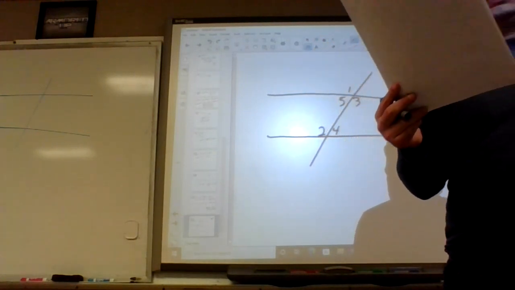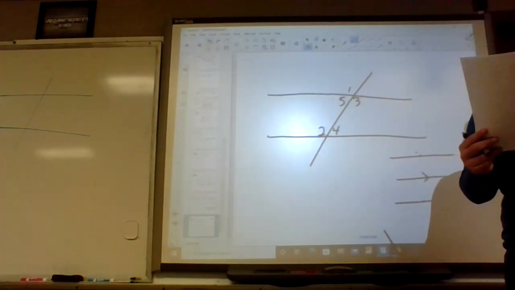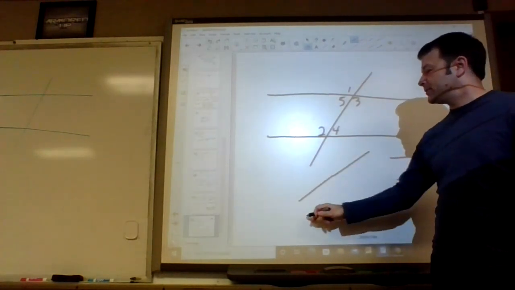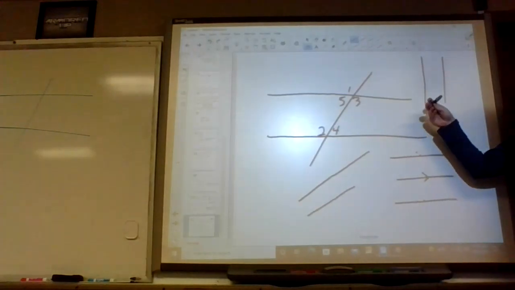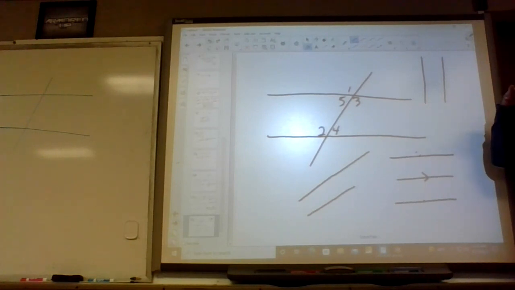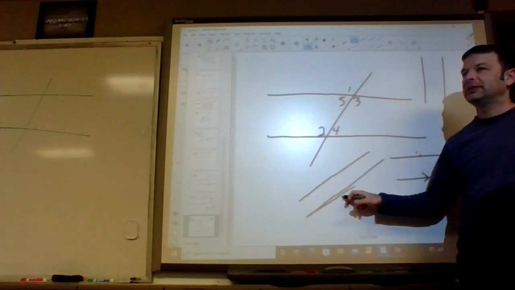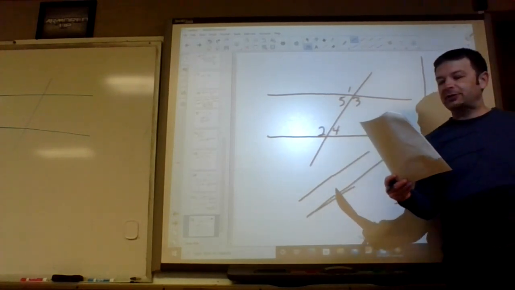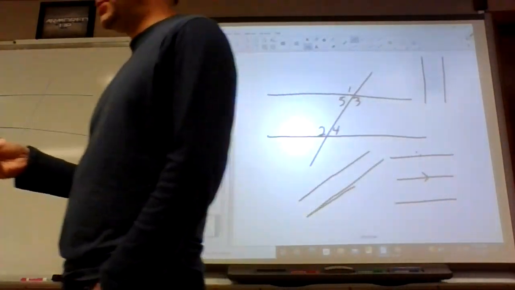Okay, C. Non-vertical lines are parallel if and only if... Why did it say non-vertical lines? Vertical lines can be parallel, but the reason they said non-vertical lines is because vertical lines don't have any slope. So basically what they're getting at is, what do we know about the slope of parallel lines? Same. So non-vertical lines are parallel if and only if they have the same slope.